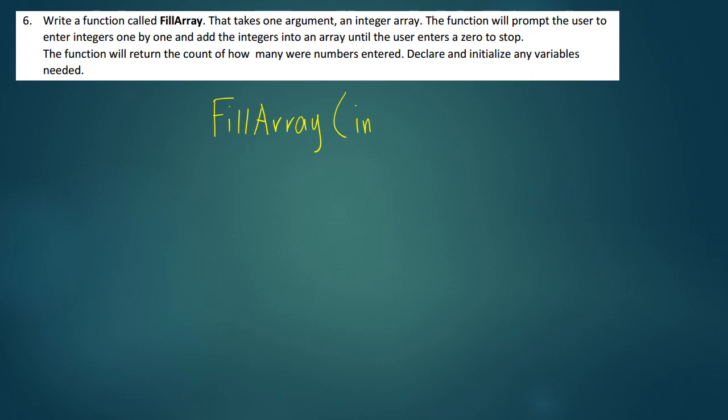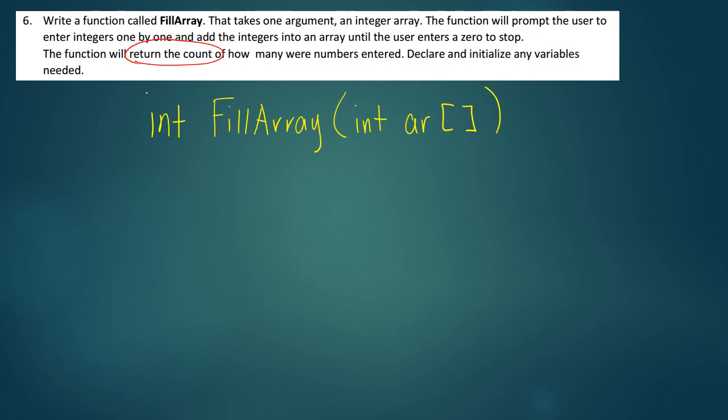The function will prompt the user to enter integers one by one and add the integers into the array until the user enters a 0 to stop, and the function will return the count. So when it says return the count, that means our return type is going to be the count, or the number of elements that are added in the array, and that's an integer return type.